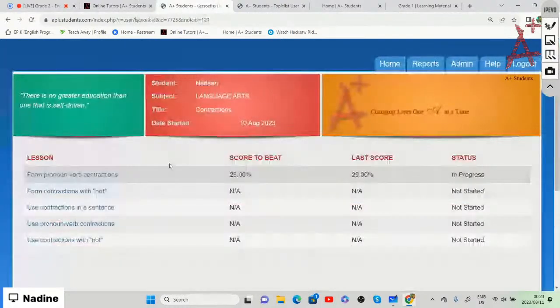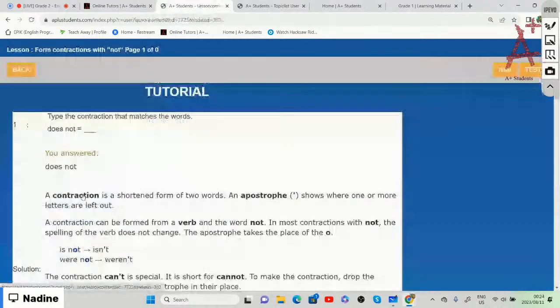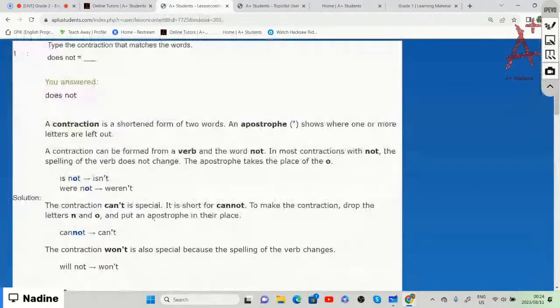All right, so that is forming pronoun verb contractions. Now we're going on to form contractions with not. Once again, a contraction is a shortened form of two words. It shows where one or more letters are left out, and we then use an apostrophe in that case.